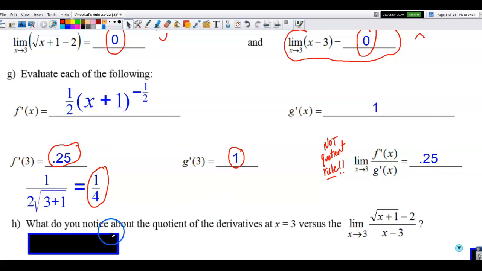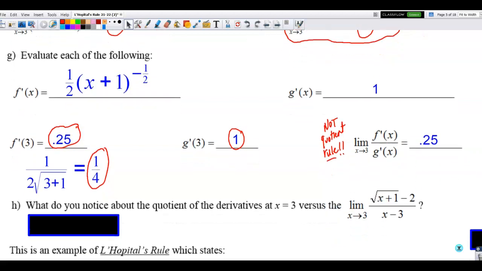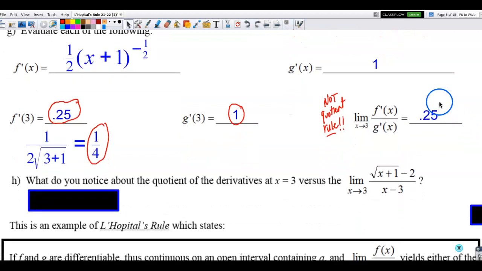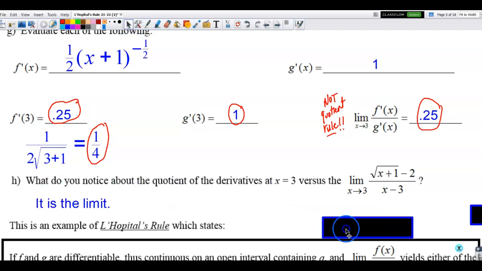What do you notice about the limit of the quotient of the derivatives as x equals 3 versus the overall limit that we found on the first page by table and by graph? Hopefully you're noticing, aha, it's the same thing. So L'Hopital can help us to avoid rationalizing the denominator and going through all of that algebraic mess.